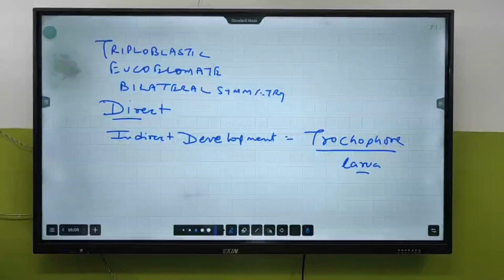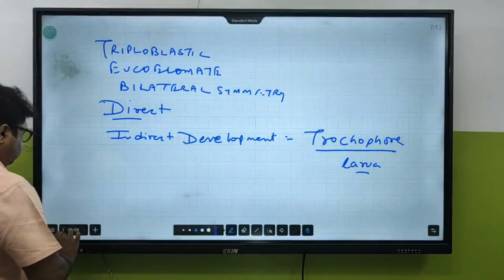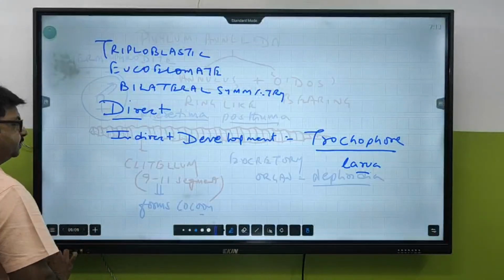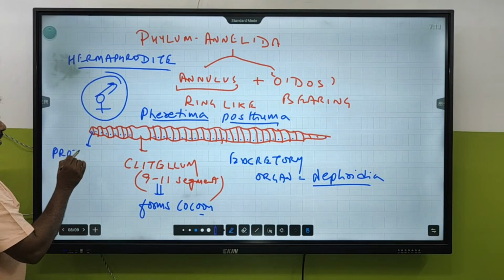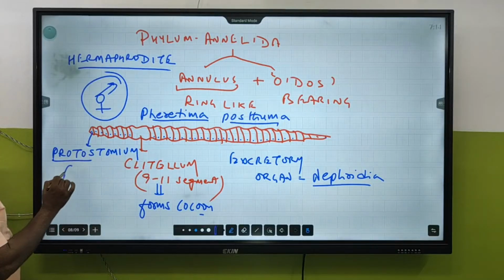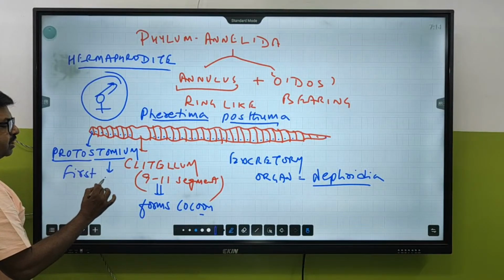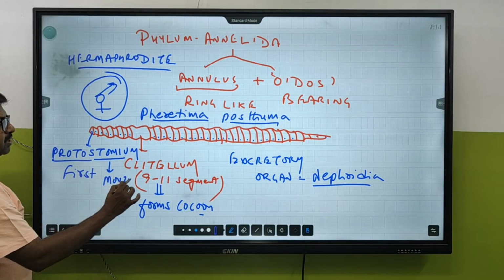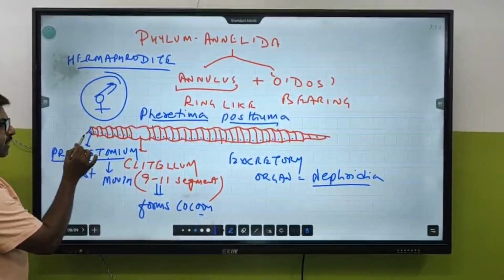Next. What is the first segment called? The first segment is called prostomium. Tell me, what is the meaning of the term pro? Pro means first. Stomium has come from stoma, so mouth. The first segment is called prostomium.